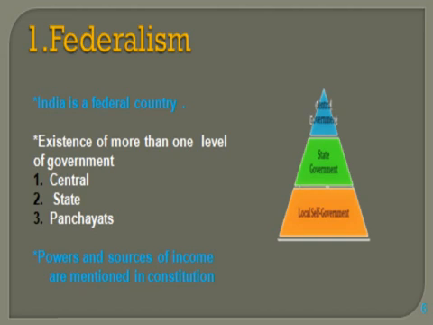Like in India, there are 3 levels of government, as you can see from the diagram: central government, state government and panchayat system. Central government at the central level, state government at the state level and local government at the panchayat level. These all 3 levels of government draw their authority from the Constitution. Constitution defines their powers. Constitution tells their sources of income and it specifies the work of each level. This is federalism, meaning more than one level of government.